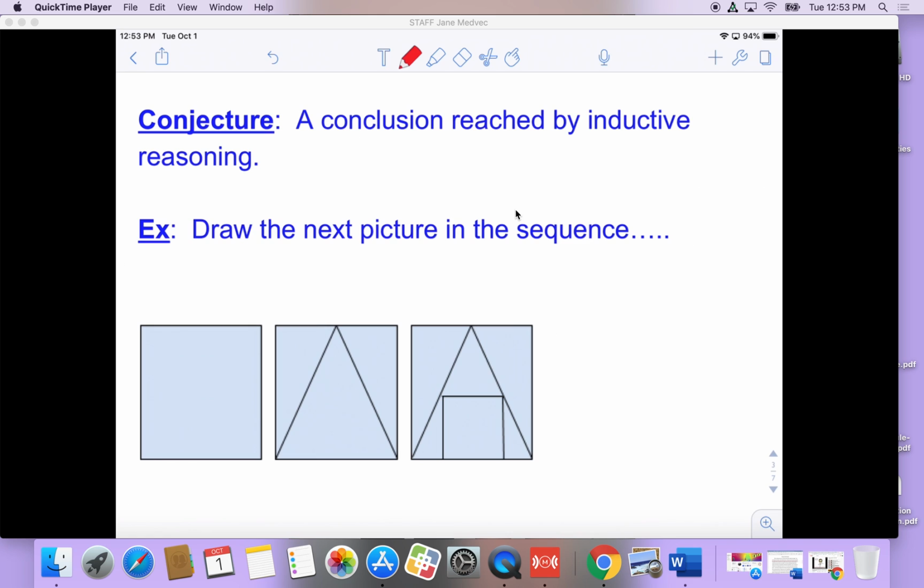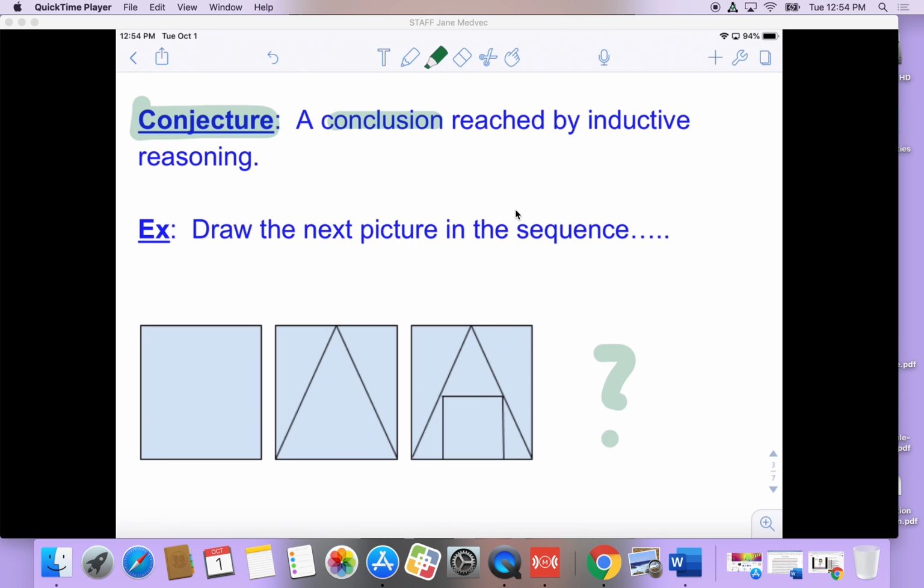A conjecture. Here's another definition. A conjecture is a conclusion reached by inductive reasoning. So it's coming up with that last number. It's what is your reason behind what we did. So let's take a look at an example. It says draw the next picture in the sequence. So in other words, I've got my square and then I got my triangle in my square. What would be the next thing in the sequence?